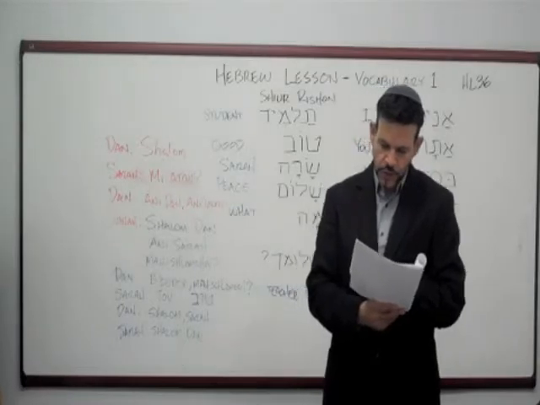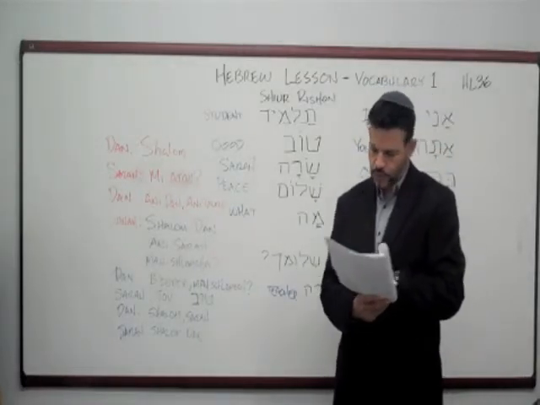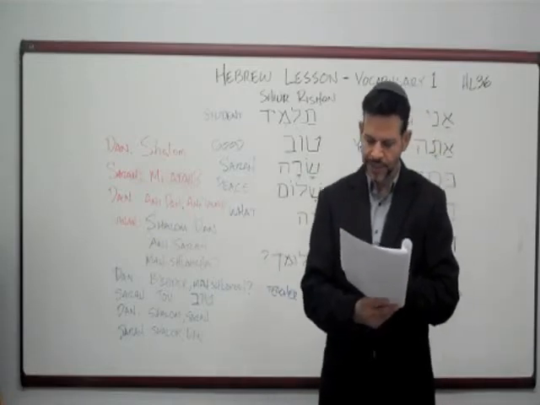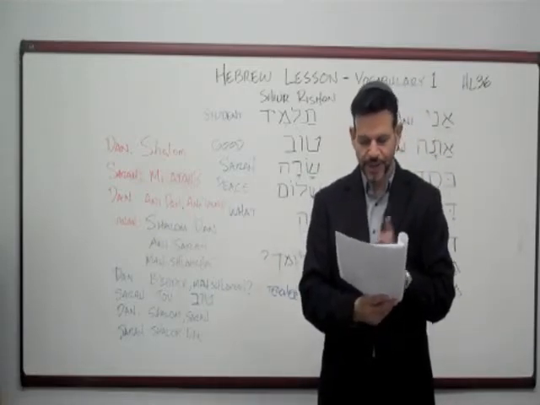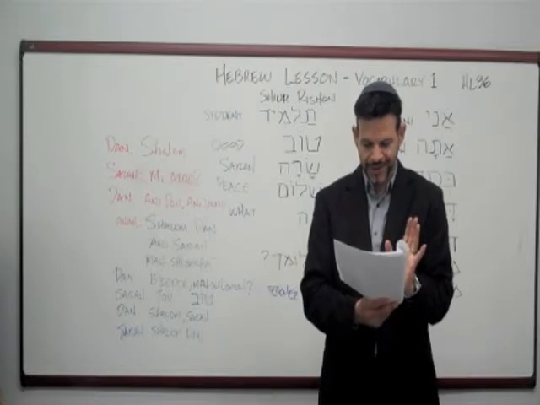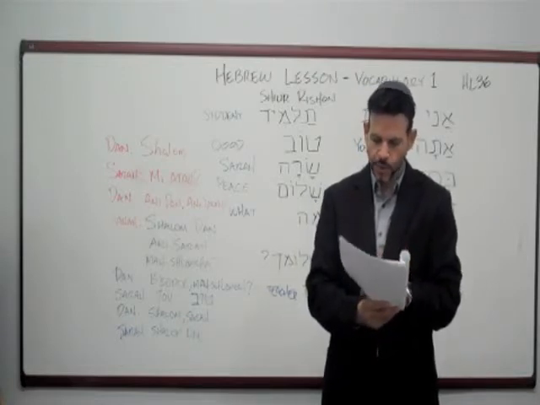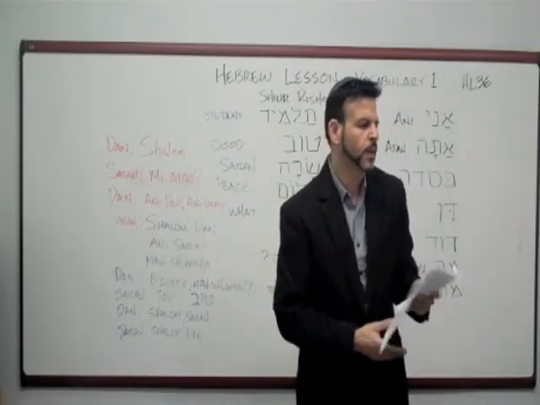Okay? So how do I say uncle? Dod. Aunt? Doda. Male teacher? Moray. So I get it correct here. And then masculine, our feminine teacher? Mora. Very good. Next page.